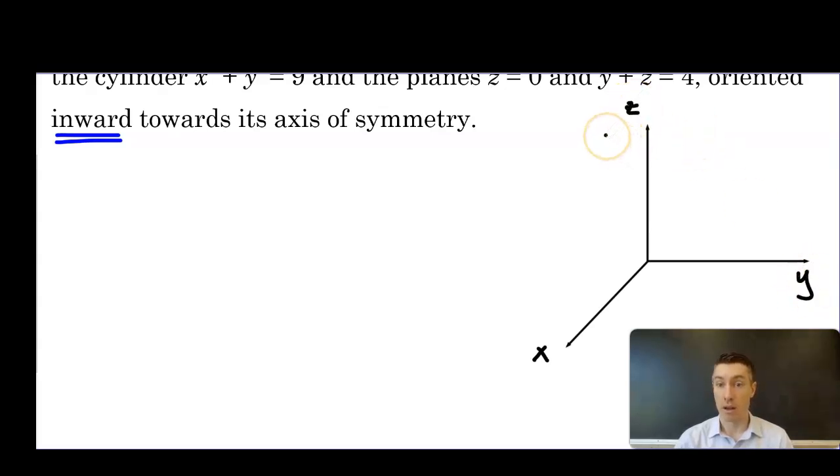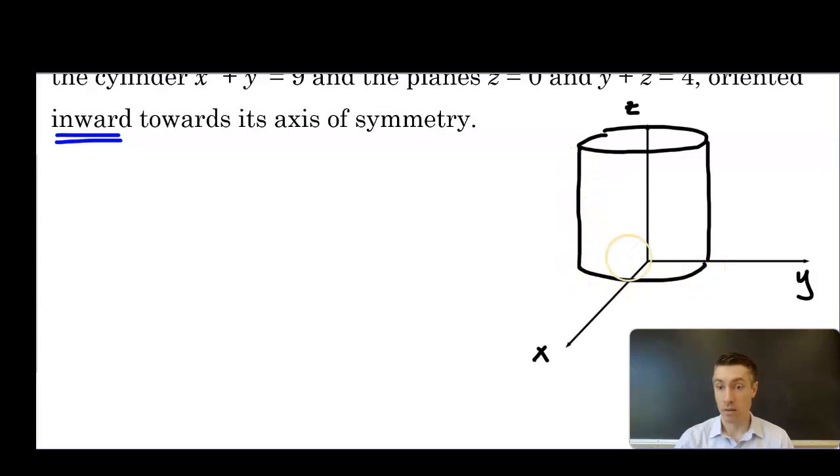So we have a cylinder of radius 3. Then we have z equals 0, which is the xy plane. So we have the bottom of that cylinder. And then y plus z equals 4. So z-intercept of 4, y-intercept of 4. So the plane is going to look like this.